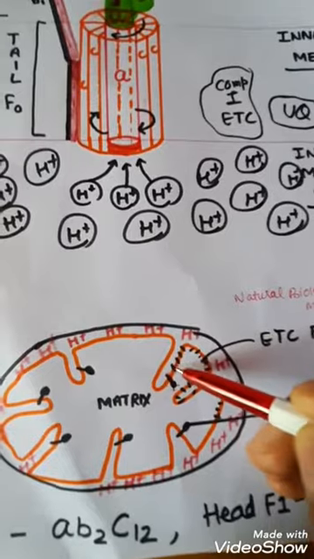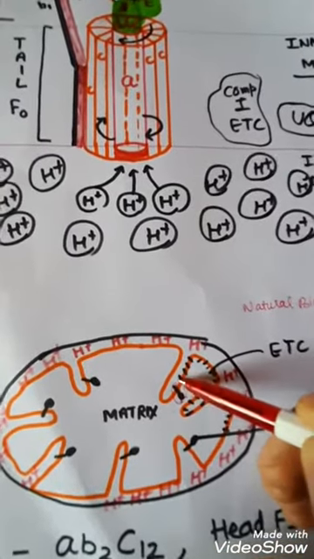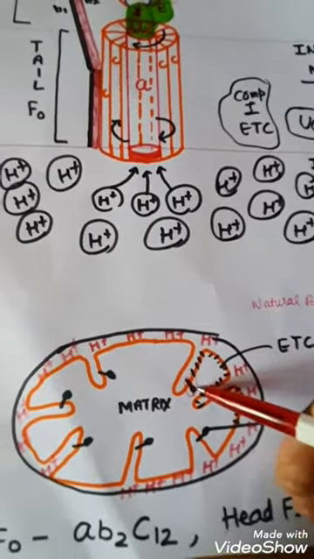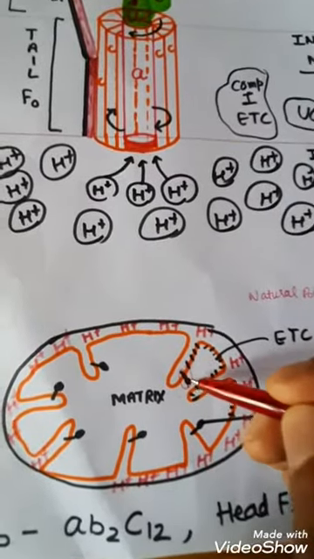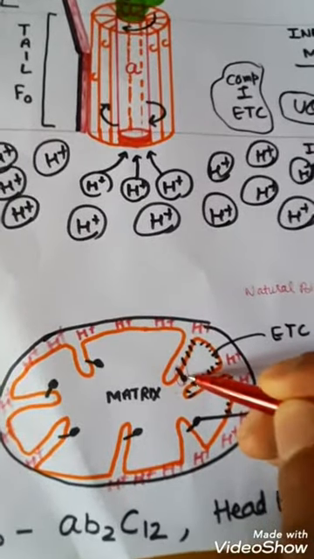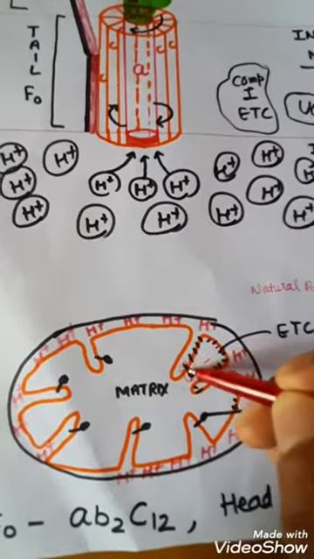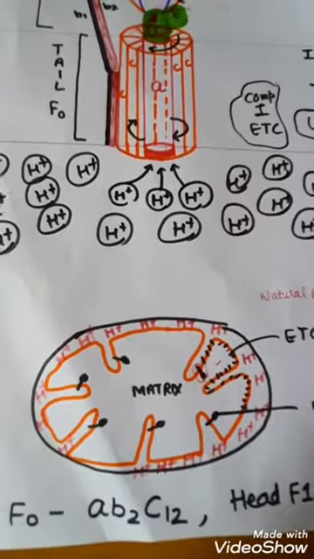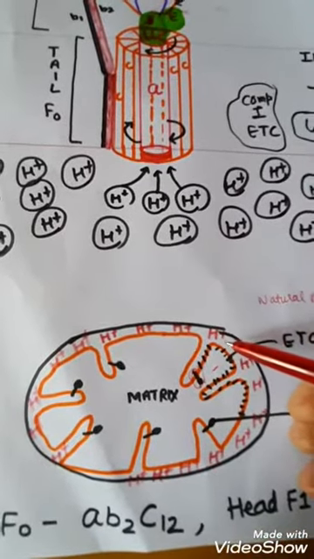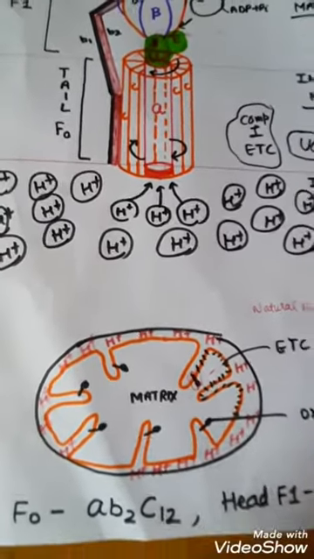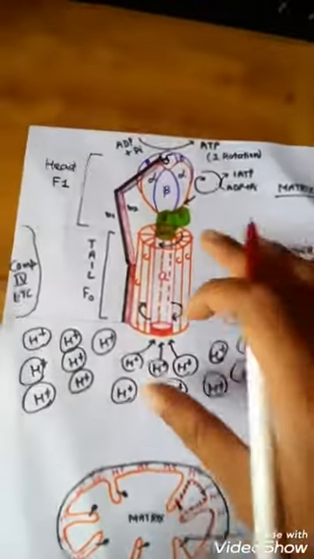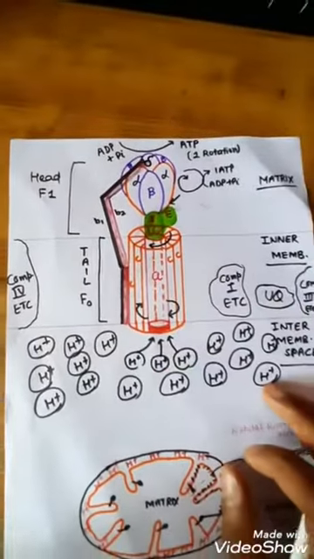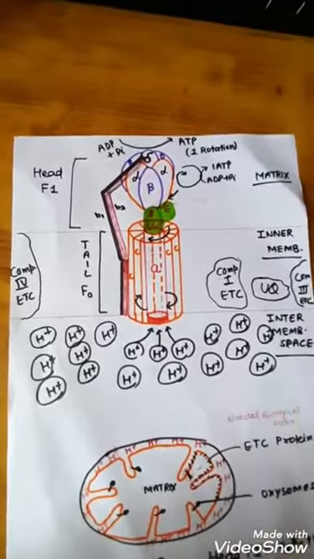After complex 4, there is a natural biological motor, which is also called the F0 F1 particle. It has two components, an F1 head that is embedded inside the matrix and an F0 tail that is present inside the inner membrane of the mitochondria. Our protons are accumulated in the intermembrane space as a result of the electron transport chain. So in this diagram, we will study in detail the structure of the F0 F1 particles or the oxysomes.